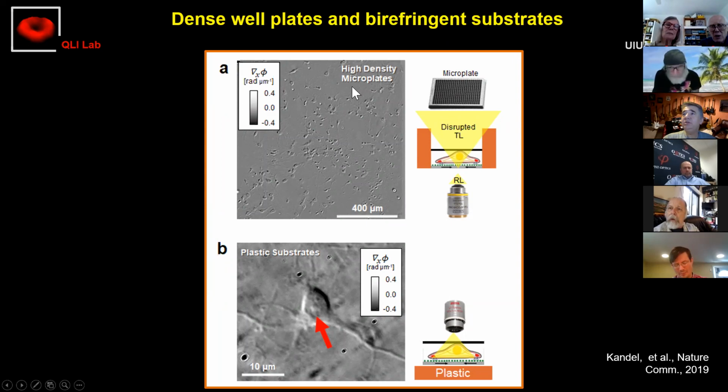If you do it in reflection, there are other benefits sometimes. For example, when you go to microplates, so in cell biology, this is very important.